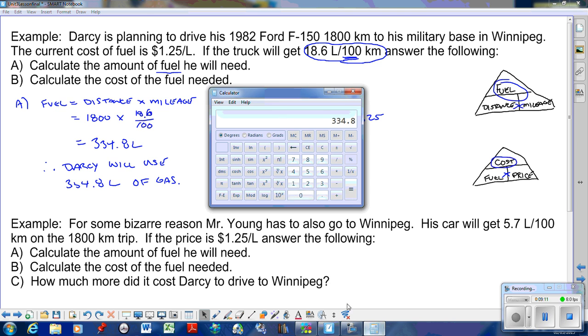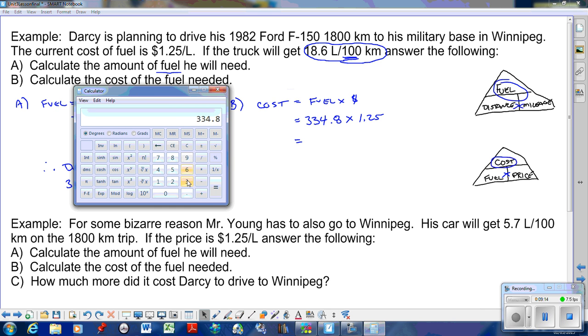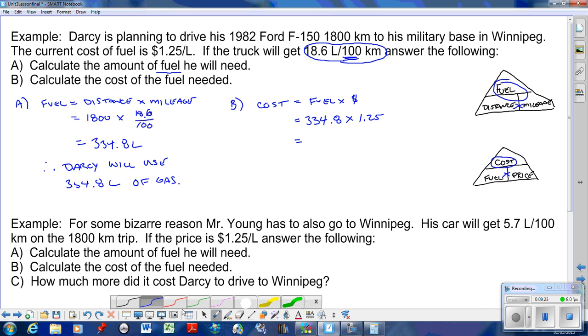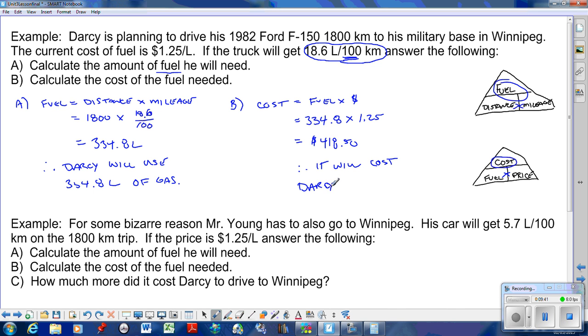So for him to drive his truck, we get our calculator out, and we take the 334.8, multiply that by $1.25, and his truck alone is going to take $418.50. So therefore, it will cost Darcy $418.50 to drive. So fairly pricey. All right.